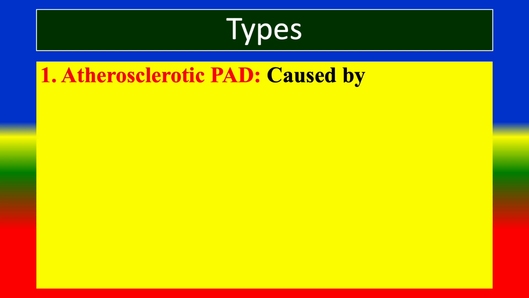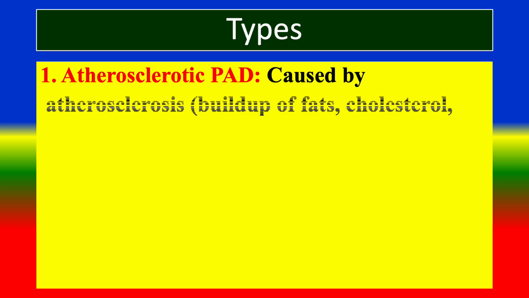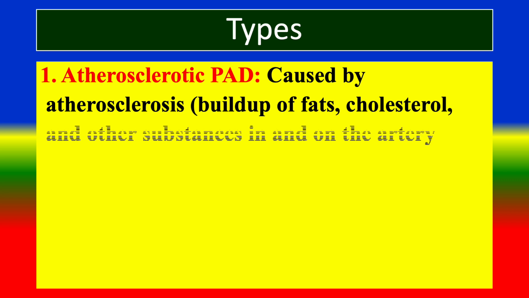Types. 1. Atherosclerosis PAD, caused by atherosclerosis, buildup of fats, cholesterol, and other substances in and on the artery walls.